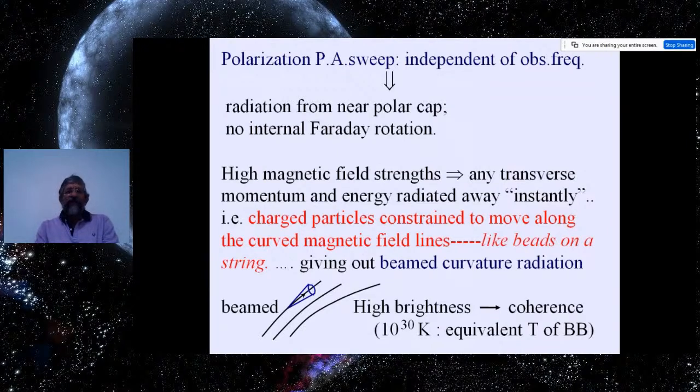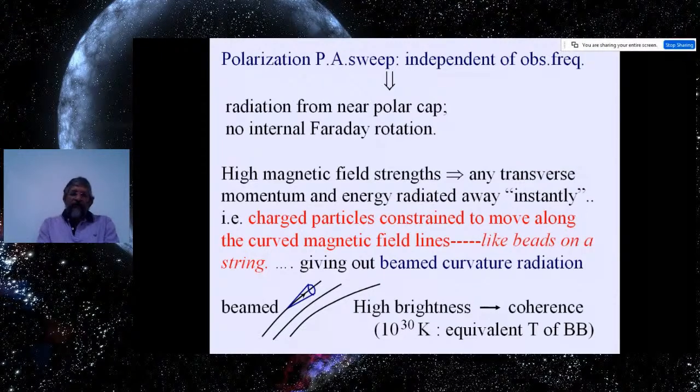But what was clear is that the magnetic fields are so strong that if emission is occurring due to charged particles moving along the field lines, any transverse momentum, any departure from the curved field line, which will appear as a component of motion perpendicular to the field line, that momentum will be radiated instantly, and that's the radiation that we'll see. Except that now in the process, the charged particles are constrained to move along the curved field lines like beads on a string. Of course, if they are moving at fast speeds, they will give out radiation in a narrow cone associated with the Lorentz factor that they have. And basically the energies will decide how narrow a cone in which they will radiate.